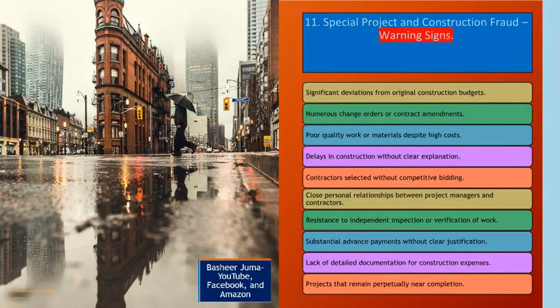Warning signs. Significant deviations from original construction budgets. Numerous change orders or contract amendments. Poor quality work or materials despite high costs. Delays in construction without clear explanation. Contractors selected without competitive bidding. Close personal relationships between project managers and contractors.